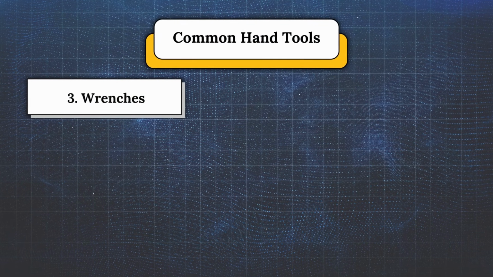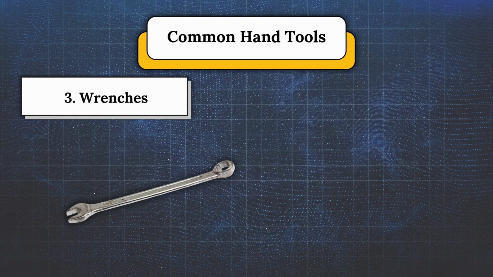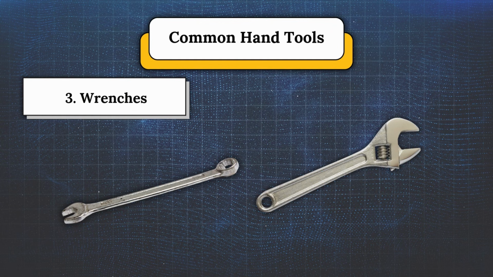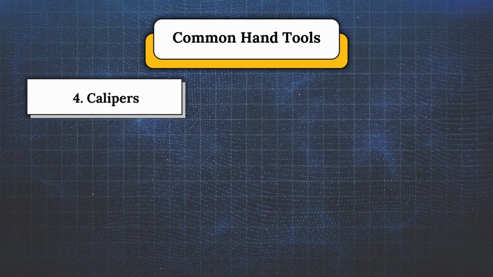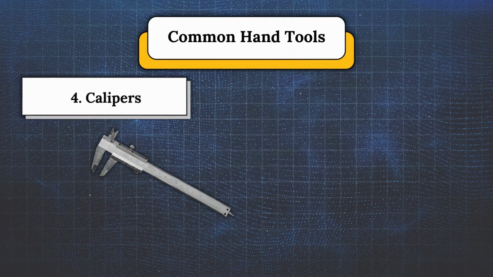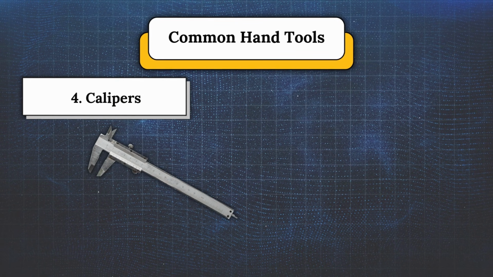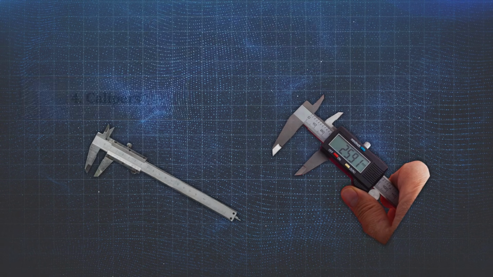Third, wrenches. Number 1. Open-end and box-end wrenches, for nuts and bolts. Number 2. Adjustable wrench. Jaws can be adjusted for various sizes. Fourth, calipers. Number 1. Vernier caliper, offers precision measurements. Number 2. Digital caliper, provides digital reading.